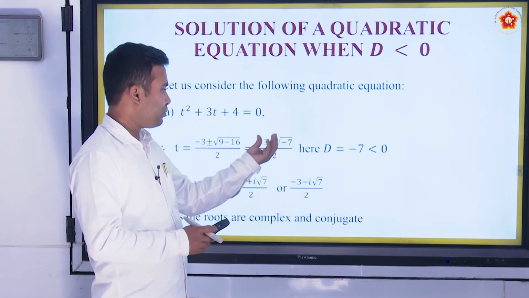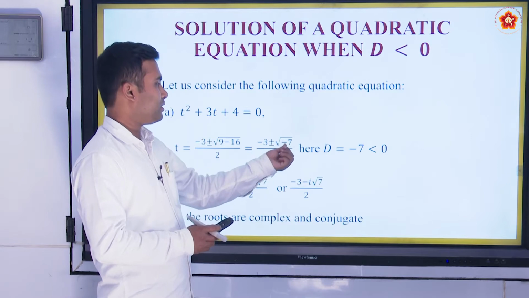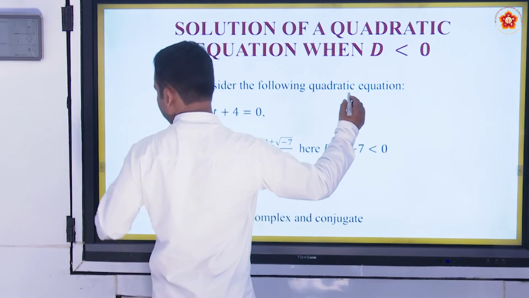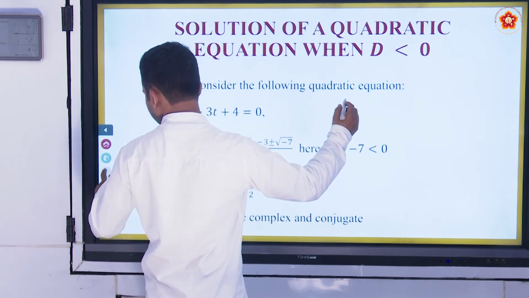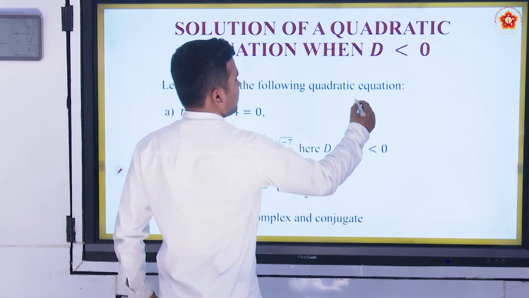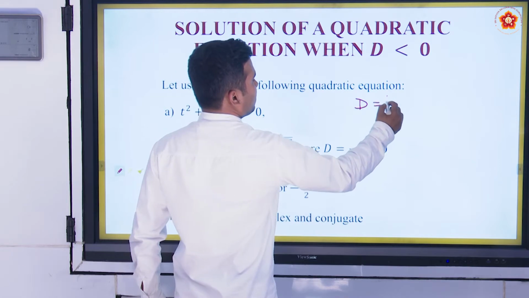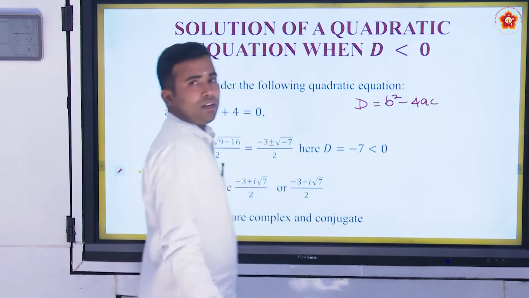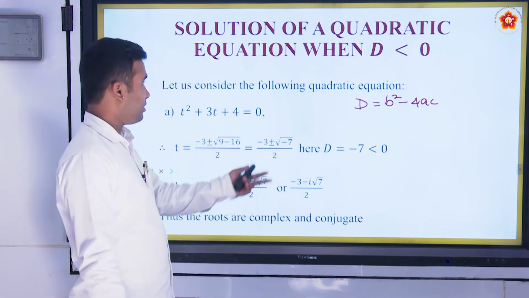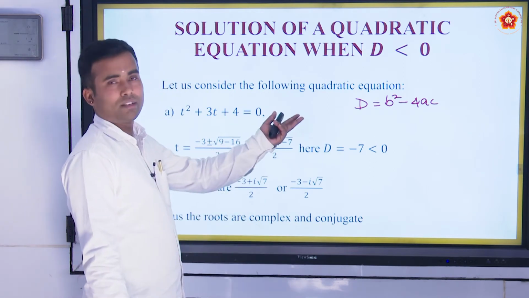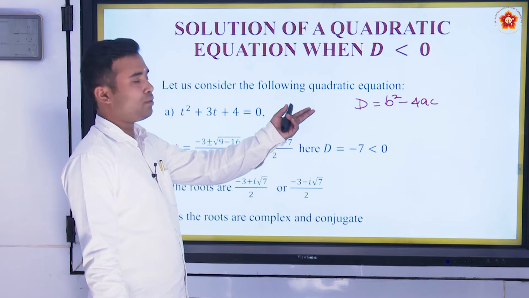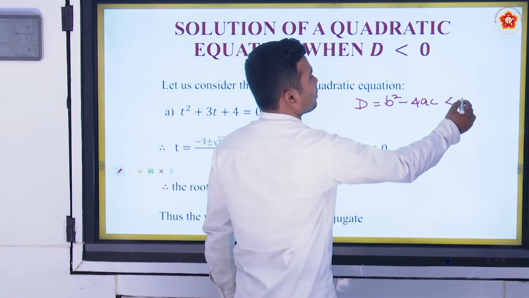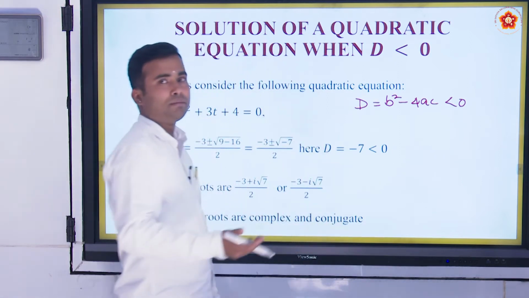And you simplify this and look here at the discriminant. We call it the discriminant, D. What is D? D is nothing but b square minus 4ac. Everything about the nature of the roots depends on the discriminant. D is equal to b square minus 4ac. Suppose it becomes negative, then the roots become complex.